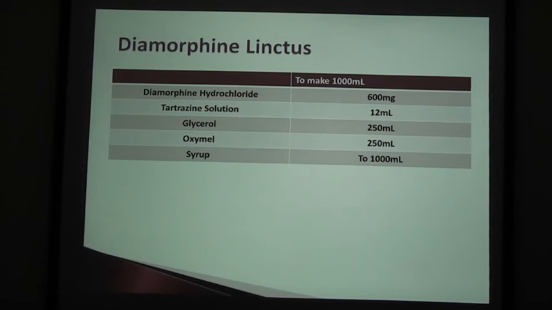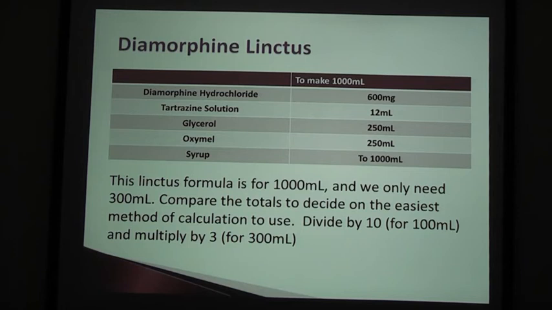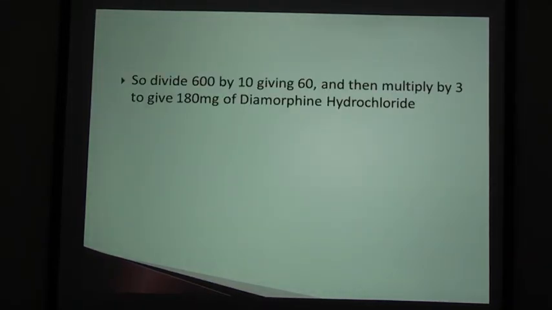So another formula, Diamorphine Linctus. We've been told that this is for 1,000 mils, and we only need 300 mils. Compare the totals to decide on the easiest method of calculation to use. Divide by 10, that'll give you 100 mils, and multiply by 3 for 300 mils. That seems to be the easiest way of doing this. That's a relationship between the two.